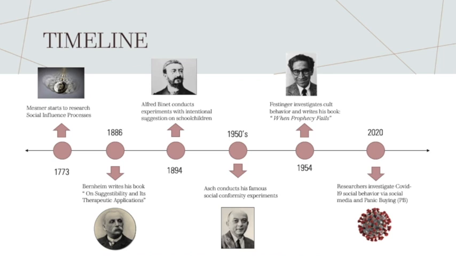We jump to the 1950s. Asch is conducting his famous social conformity experiments. 1954, Festinger investigates cult behavior. He actually joins a cult that we'll look at later and writes his book, When Prophecy Fails. And in 2020, researchers investigate COVID-19 behavior via social media and panic buying.